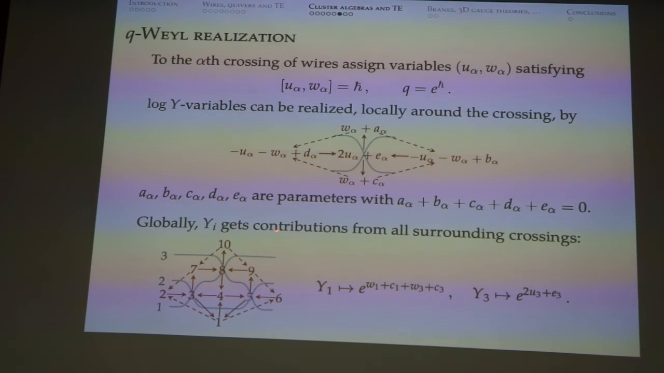I have corresponding 10 Y variables, but each Y variable can be written as exponential of some linear combination of these U's and W's assigned to, introduced to these three crossings. Okay. So I can realize these Y variables using these canonical variables. And why do I want to do that?